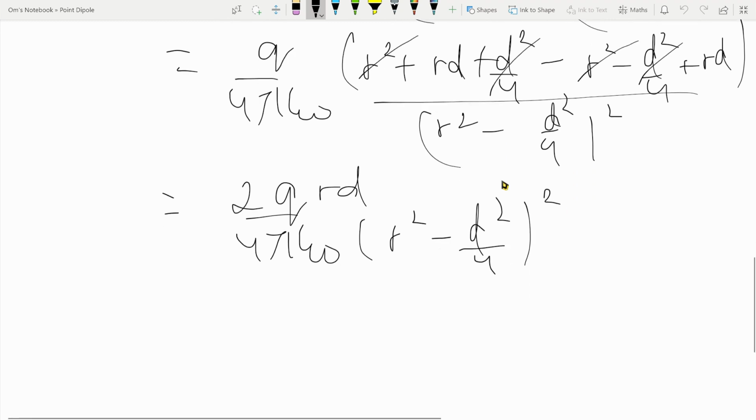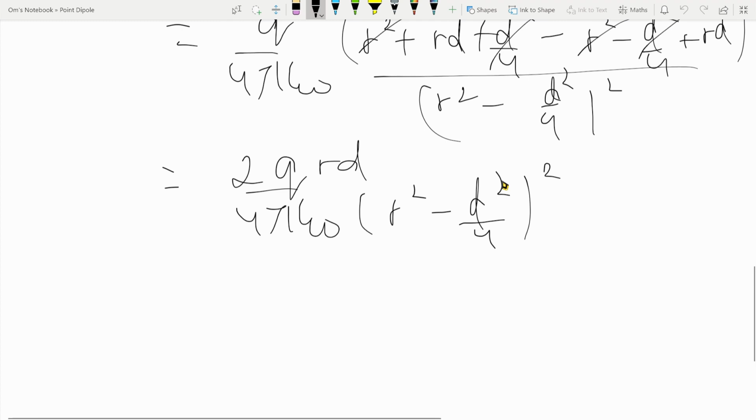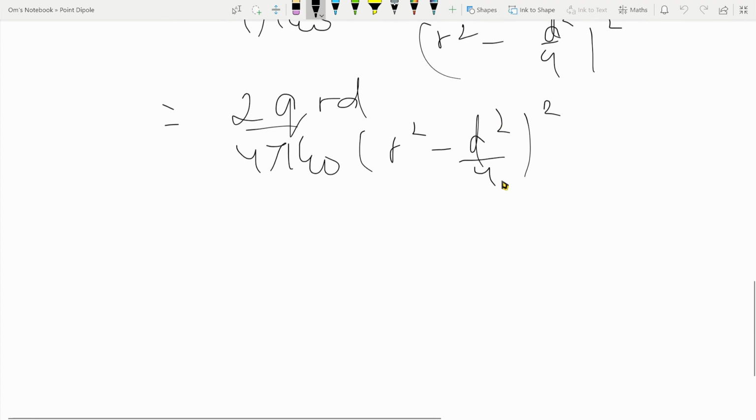Now over here, we apply the same assumption that we used in the last video. We assume that d, the length of the dipole, is much smaller than r, where r is the distance to that point P.